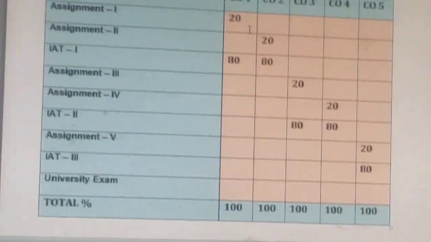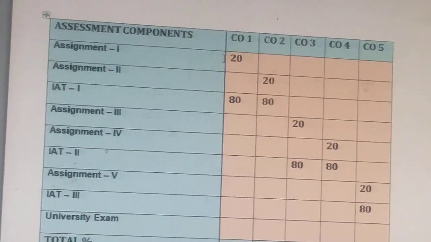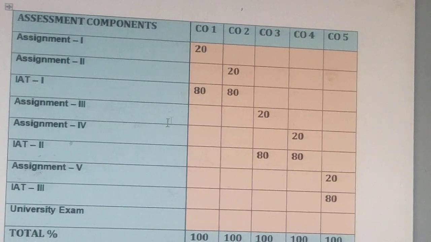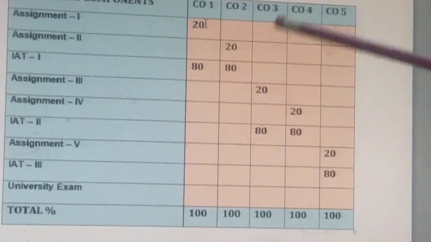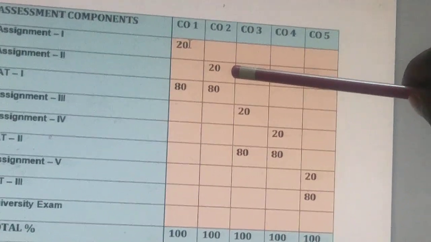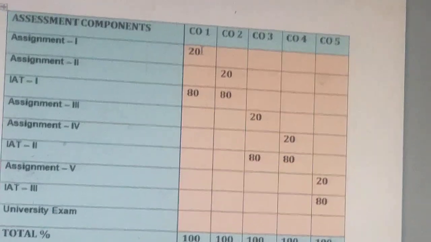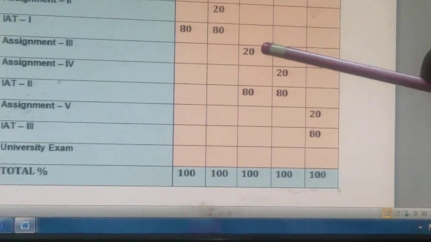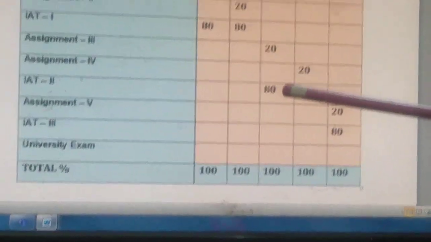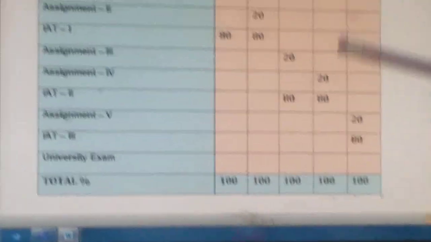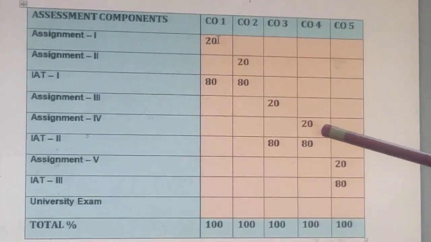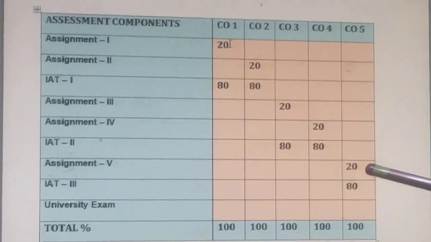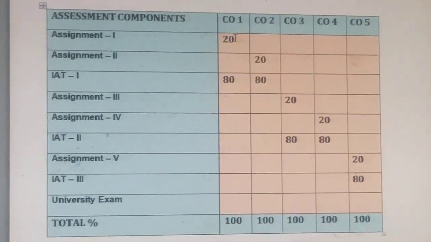I am giving 20% weightage for my direct internal assessment from assignment 1, for CO1. For CO2, I am giving 20% weightage from assignment 2 and 80% weightage for IIT 1. Similarly for CO3, 20% weightage for assignment 3 and 80% weightage for IIT 2. For CO4, 20% weightage for assignment 4 and 80% weightage for IIT 2. For CO5, 20% weightage for assignment 5 and 80% weightage for IIT 3.